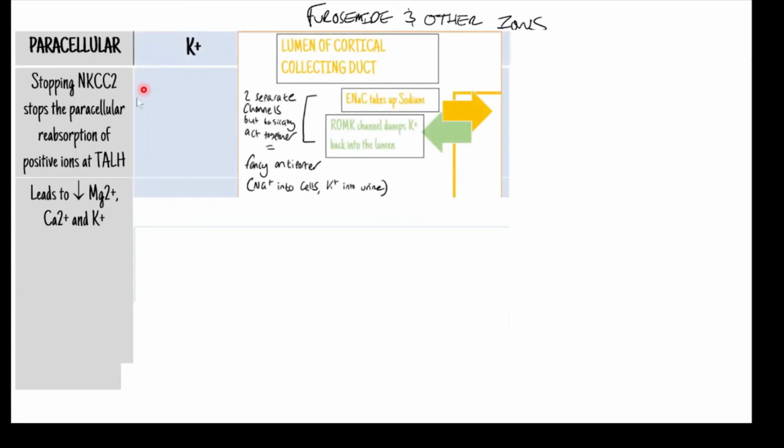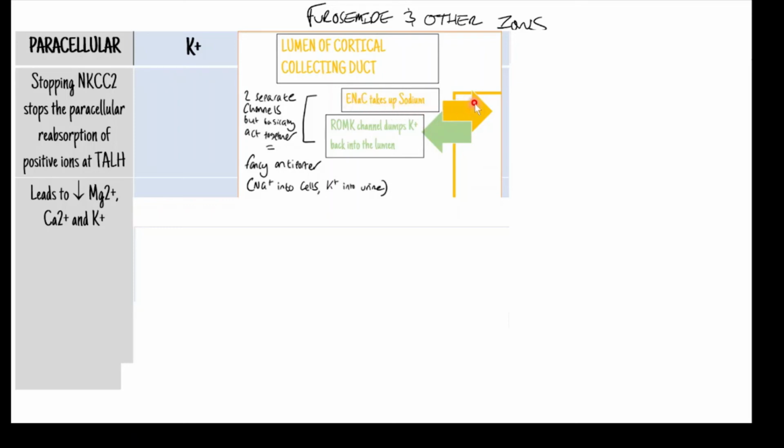So K+ as well is also affected. Now, for this, we're going to have to jump slightly ahead of ourselves and look at the cortical collecting duct. Essentially, there's a channel in the cortical collecting duct called ENaC, and ENaC takes up sodium. So ENaC is the sodium channel in the cortical collecting duct.